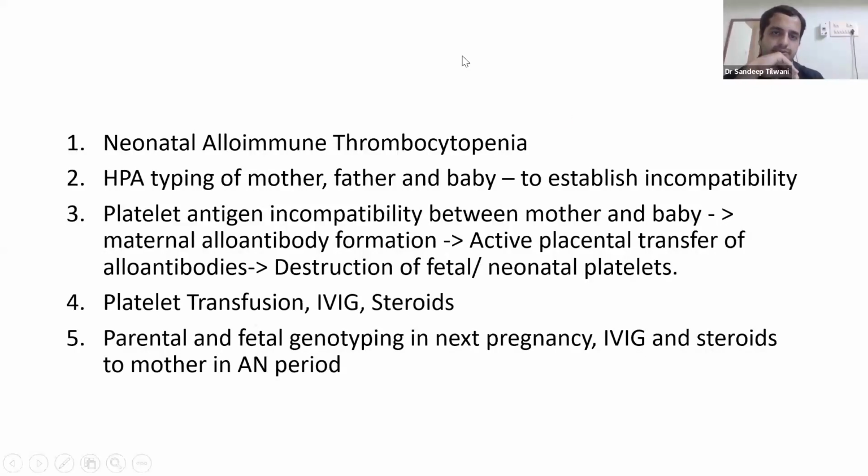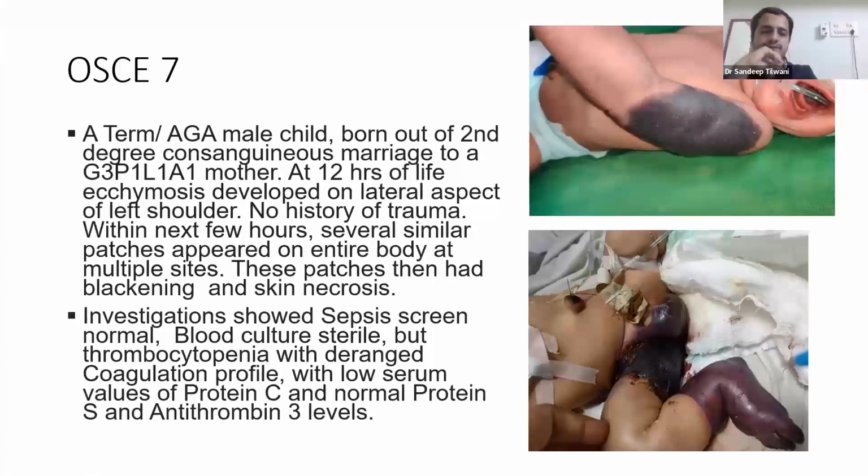So coming to the next question. This is again a case-based question. Here is a term AGA, appropriate for gestational age, male child, born of a second degree consanguineous marriage to a G3 P1 L1 A1 mother.